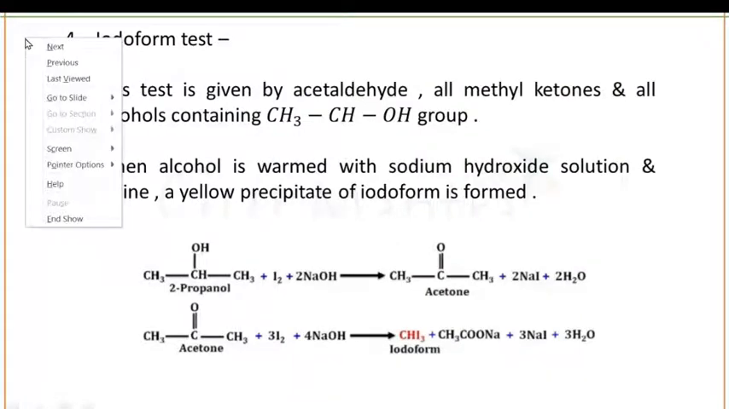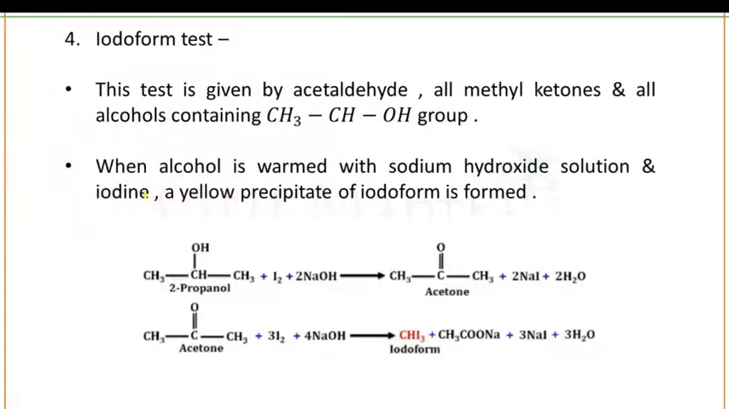Fourth is the Iodoform test. This test is very important. From this test, a question could be asked directly. This test is given by acetaldehyde. If you talk about the aldehydic group, only acetaldehyde will give the Iodoform test, while all the methyl ketones and all the alcohols that contain the CH3CHOH group will give this Iodoform test. When alcohol is warmed with iodine and sodium hydroxide solution, NaOH, a yellow precipitate of iodoform is formed.